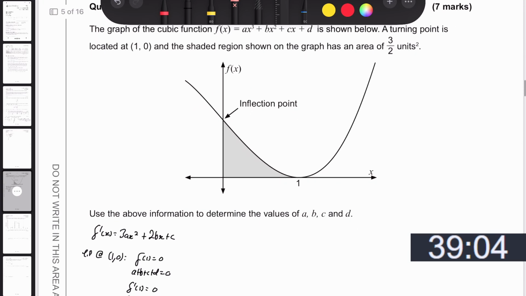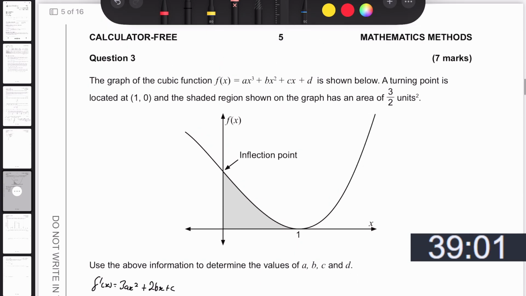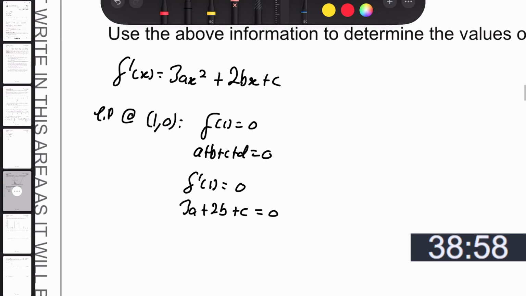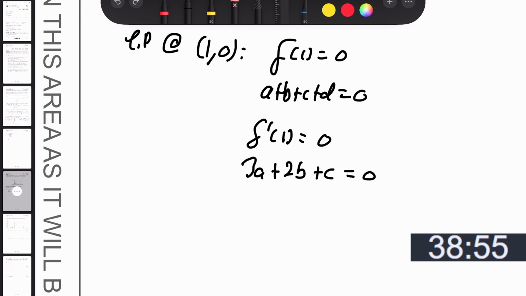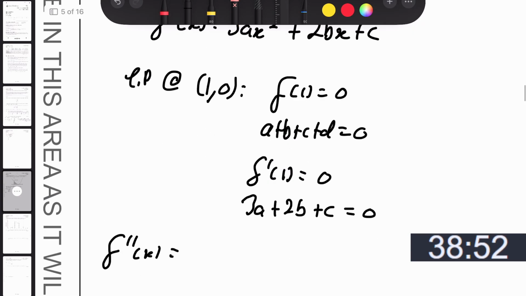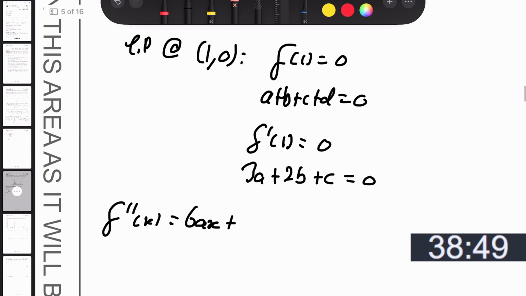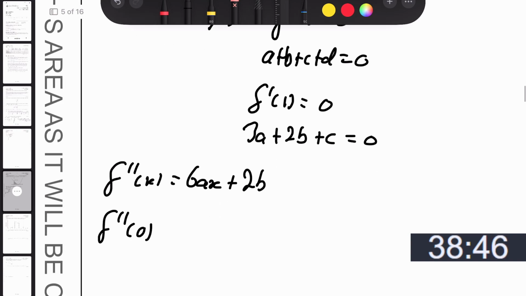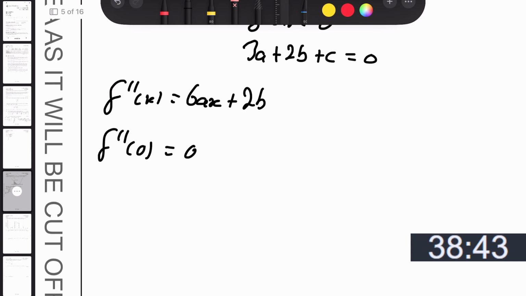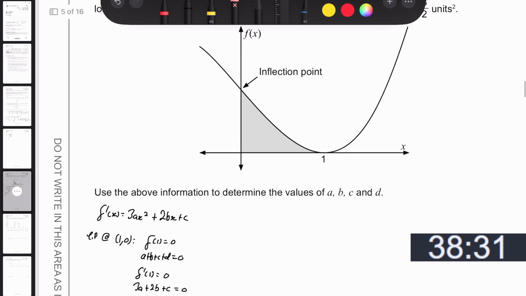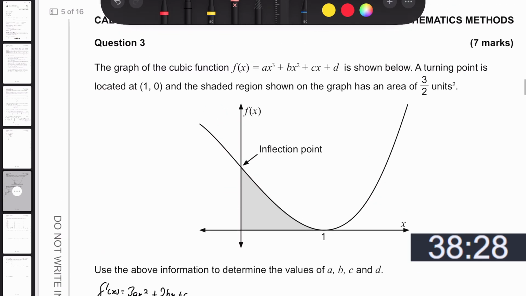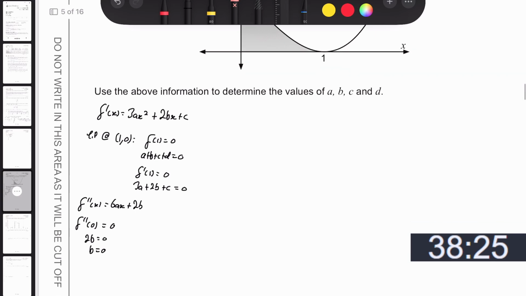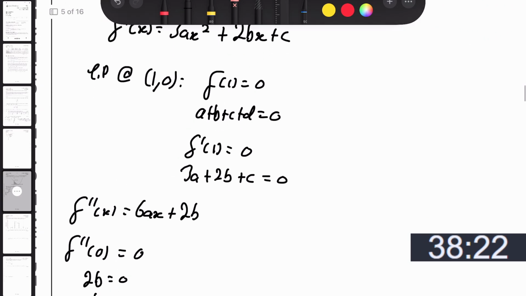And the shaded region shown on the graph has an area. Ooh, with an inflection point there as well. So then f dash dash of x is going to be equal to 6ax plus 2b. F dash dash of 0 is going to be equal to 0 because of an inflection point, where the concavity changes. So then we know that 2b equals 0, so we know that b equals 0.